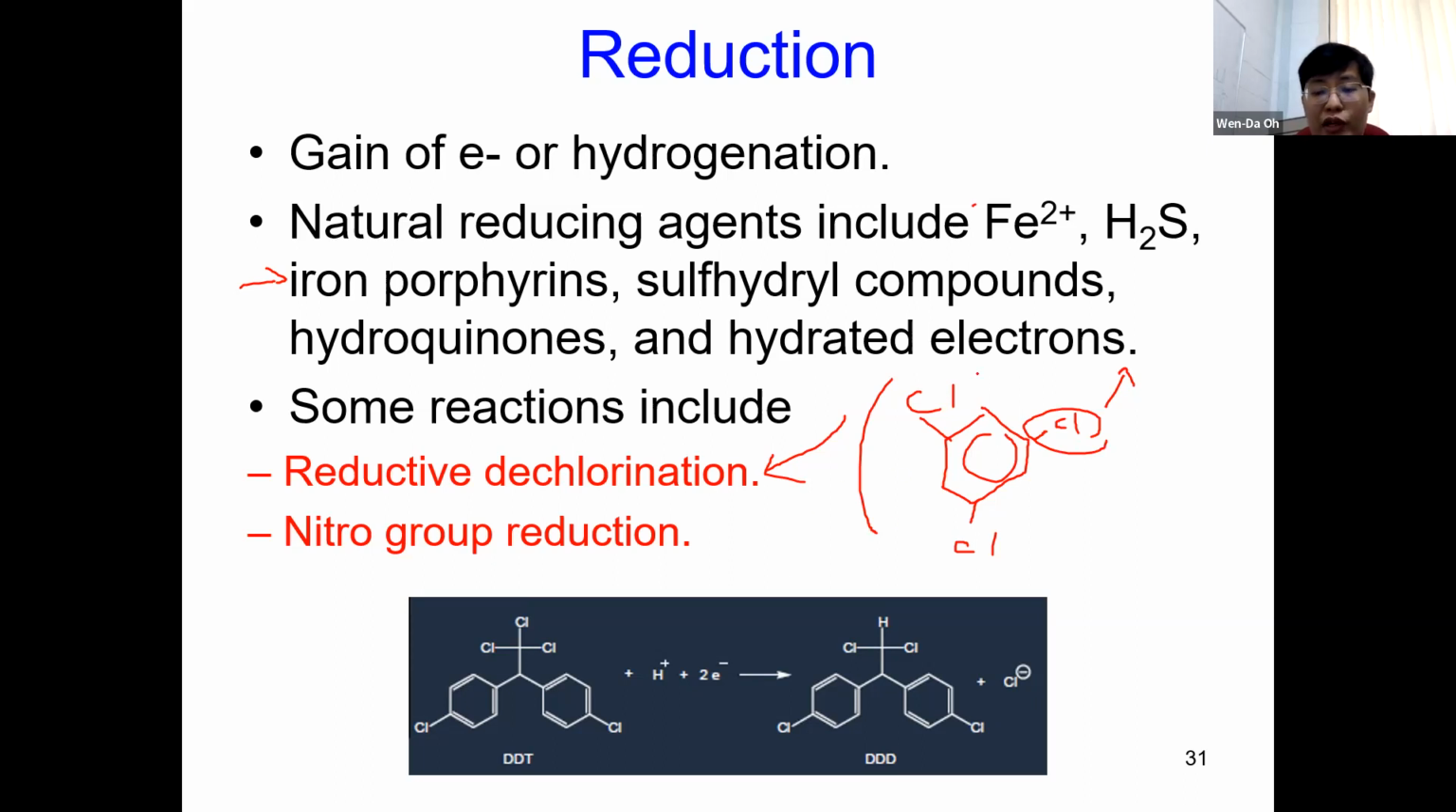So this is one of the strategies that we can use to remove persistent chlorinated compounds that cannot be removed easily from our environment. We have nitro group reduction also, which needs to happen under anaerobic conditions.